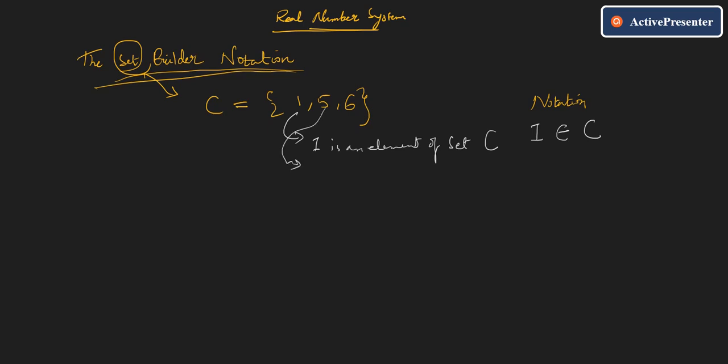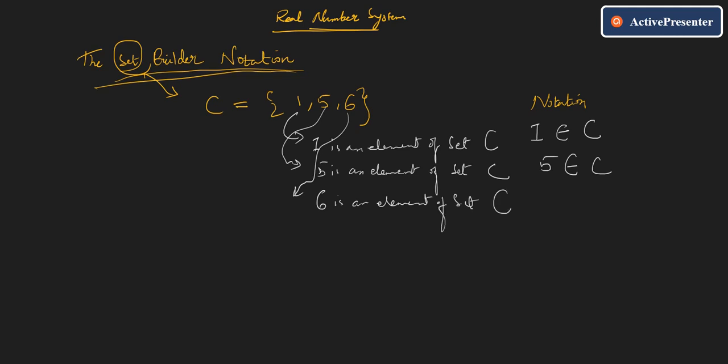If we take 5, 5 is an element of the set C. We write the notation that 5 is an element of C. Similarly, 6 is an element of set C. 6 is an element of C. This is the notation. Okay?